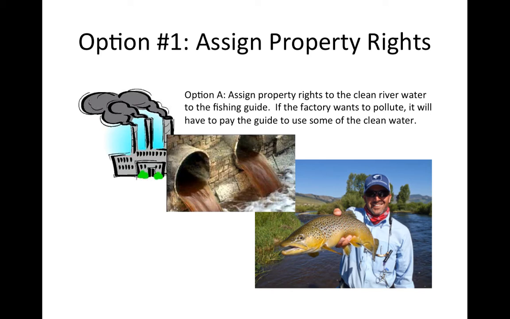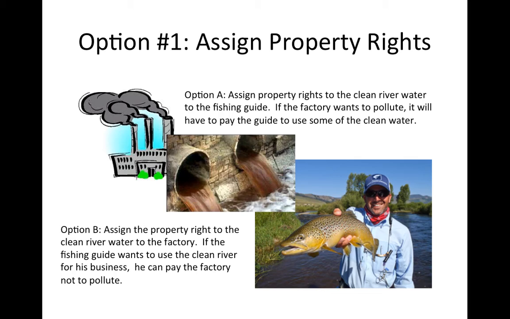As a good profit maximizer, and hence cost minimizer, the factory will choose whichever option is cheaper. The guide can charge enough for the use of the river water that he is compensated for his costs if he has to move downstream. Now that polluting has a cost, the quantity of pollution is less, which was the goal of the policy.